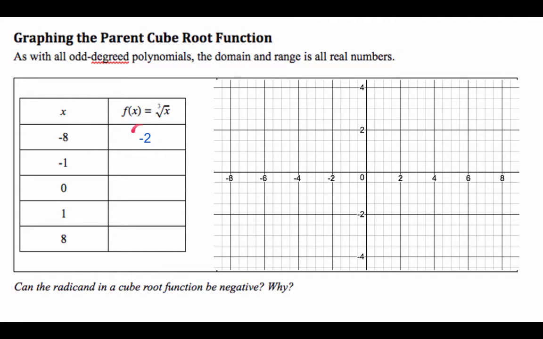Because when you cube a negative value, its output is negative. So plugging -8 into the cube root, it gives you -2. So why don't you go ahead and plug in the rest and see what you get. Pause the video to do that.